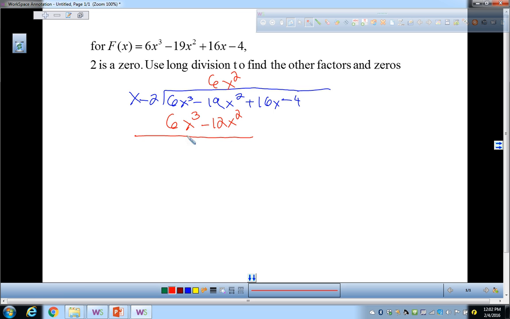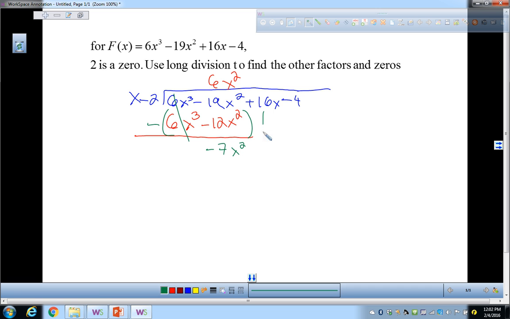Wait, where do you get the 6x squared? I multiplied, because I want to turn this x, my leading term of the divisor, okay, into 6x cubed, because I'm going to subtract it. That's what I do next. I subtract this entire thing from that. Okay, so you got to remember that you're subtracting the whole thing, otherwise you're going to end up with messed up signs. So 6x cubed minus 6x cubed disappears. Negative 19x squared minus negative 12x squared makes how many x squareds? 7. Negative 7x squared. And that goes down there.